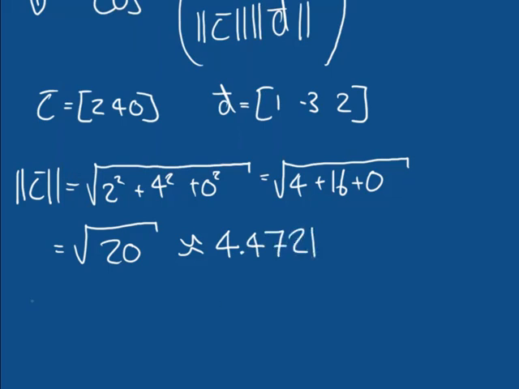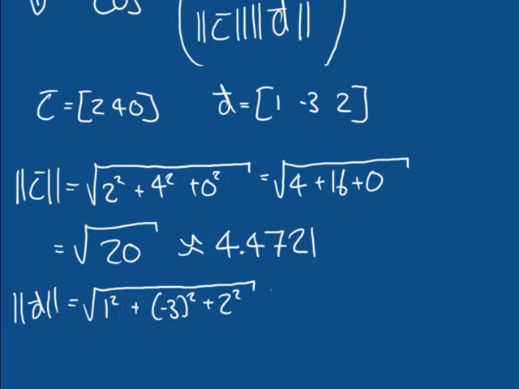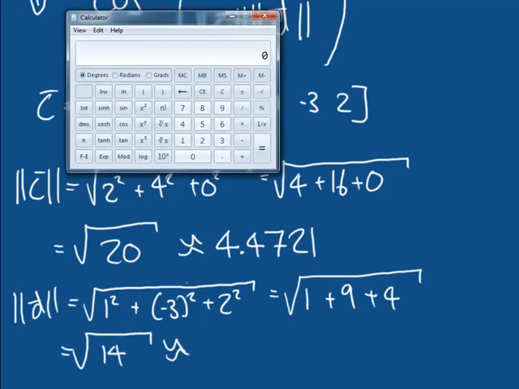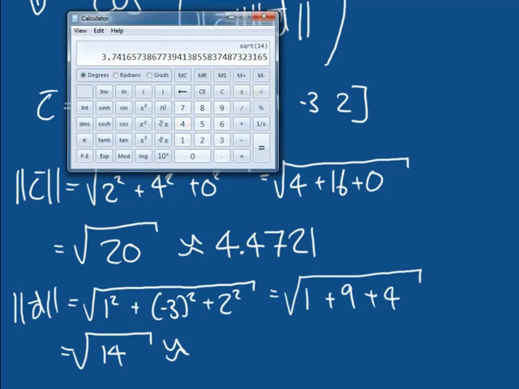We can also work out the magnitude of d. That's equal to, again, the square root of x squared plus y squared plus z squared. So that's equal to the square root of 1 squared plus minus 3 squared plus 2 squared, which is equal to the square root of 1 plus 9 plus 4, which is equal to the square root of 14, which, if I use a calculator, is approximately equal to 3.7417 if we were to round that to 4 decimal places.